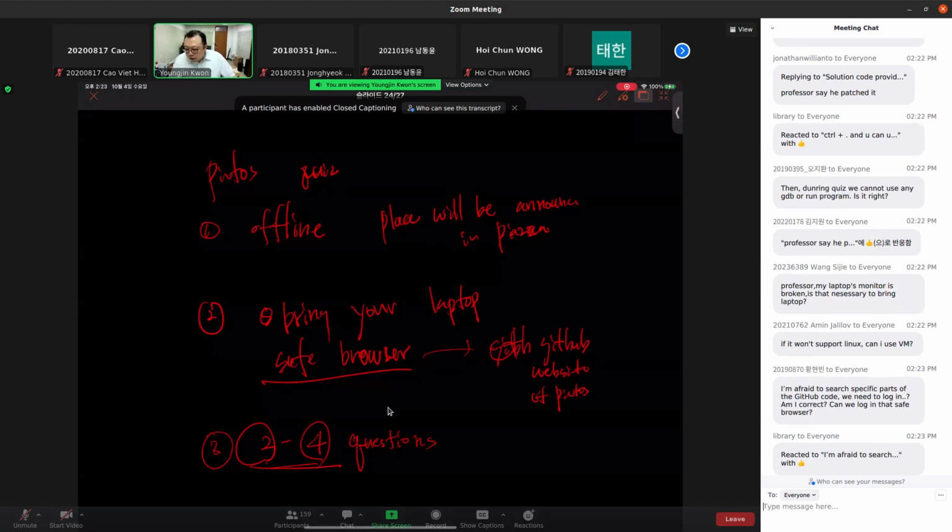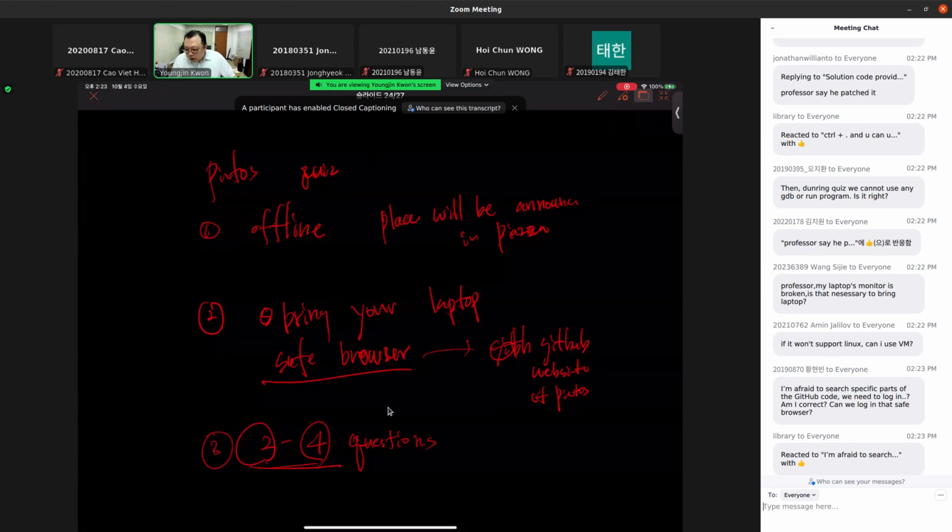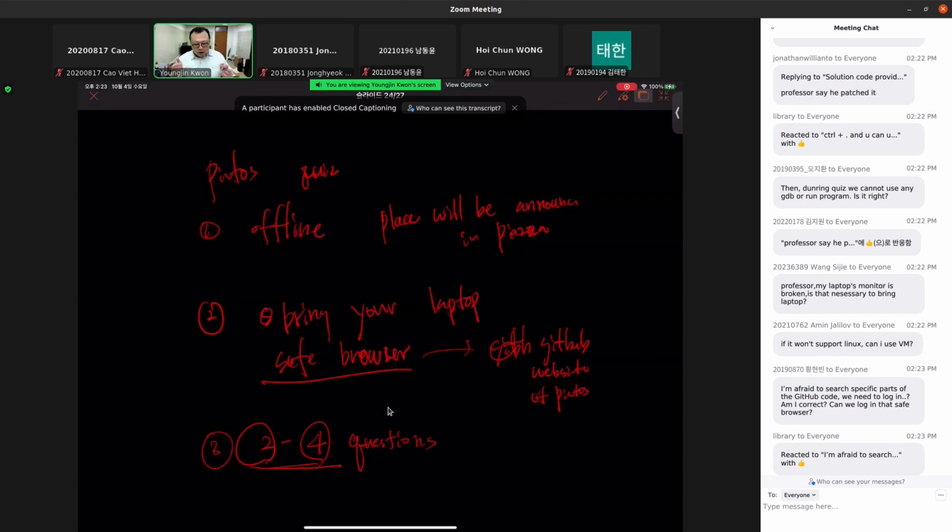I'm operating a specific part of the GitHub code. Do we need to log in? Can I log in in the safe browser? Oh, okay. The safe browser is specified for only specific URLs. If you try to access a URL other than the specified one, you cannot. So don't worry about that. You cannot navigate any code on GitHub, only the specified URL, and that URL is our CentOS GitHub repository.